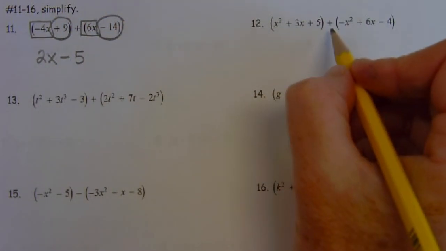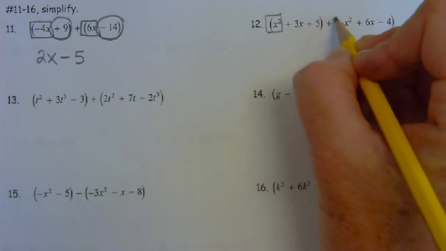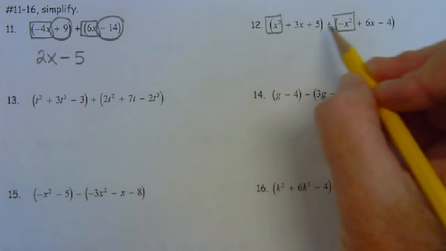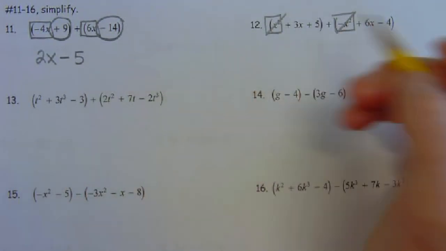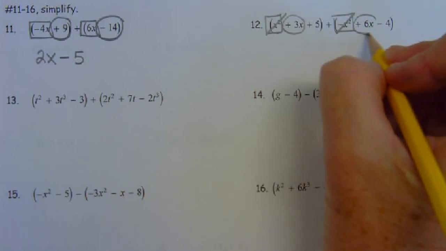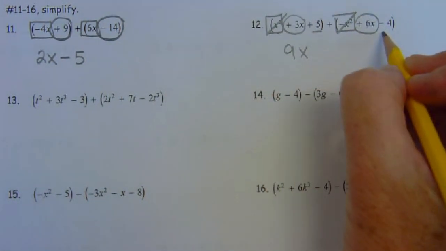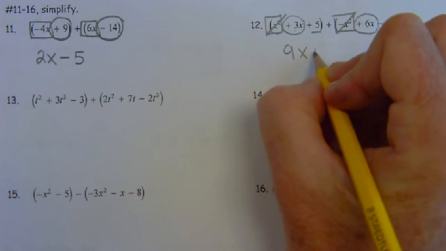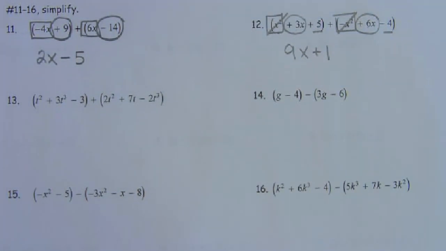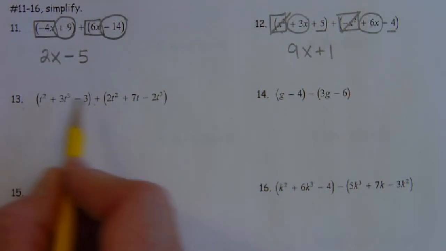On my next example, I'm again going to combine my like terms. I'm going to start with my x squareds. So x squared and negative x squared cancel each other out. Then I'm going to do my x's. 3x and 6x is 9x. And then I'm going to take a look at my numbers. 5 minus 4 is a positive 1. You can only combine if there's a plus in between and there's no numbers out front.